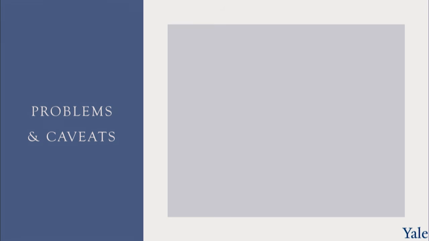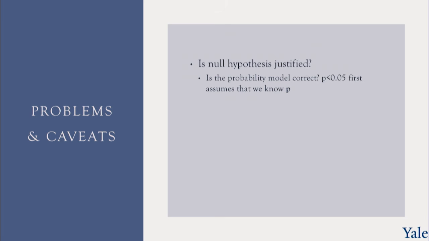So there are some problems and caveats when we talk about statistical significance and all these procedures, power analysis. The first one is the question: is the null hypothesis justified? Is the probability model correct? So if you say that p is less than 0.05, first we must know p. If p is not really the distribution we assume it is, we're making some erroneous model, then obviously this is not going to be helpful.